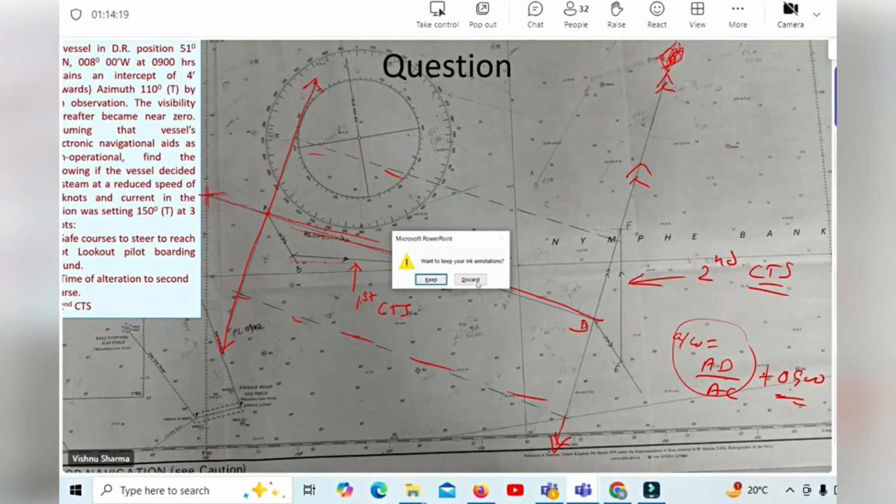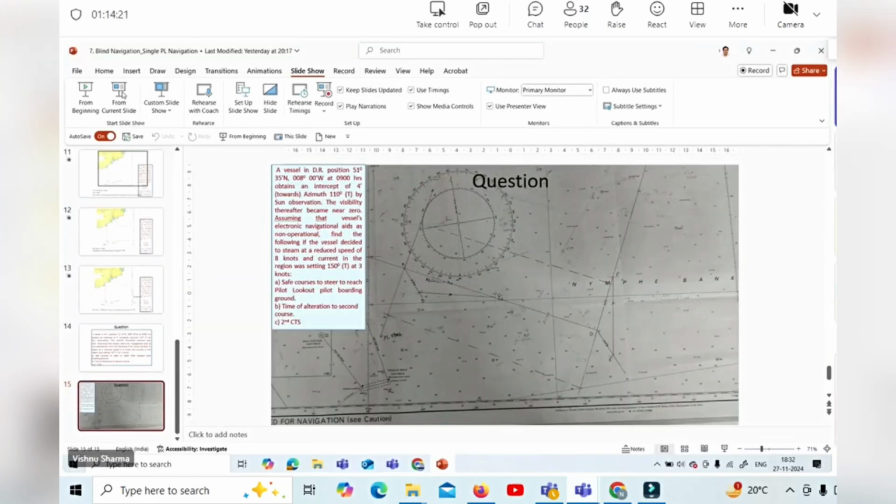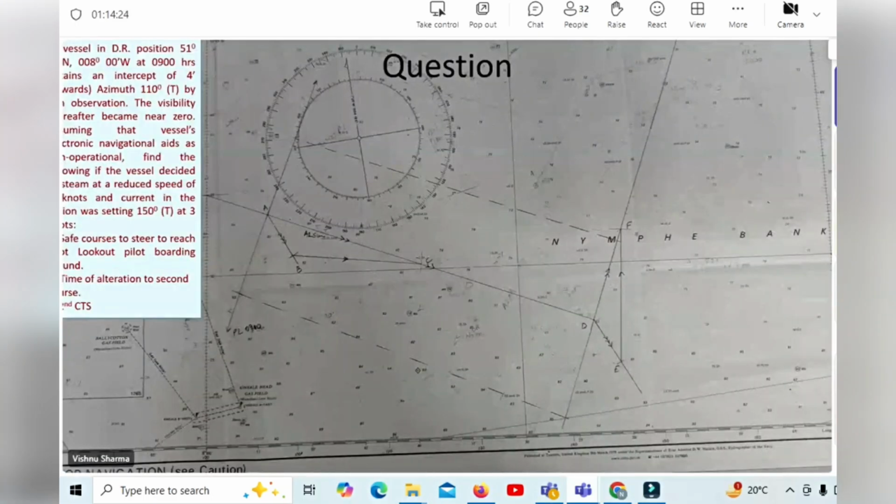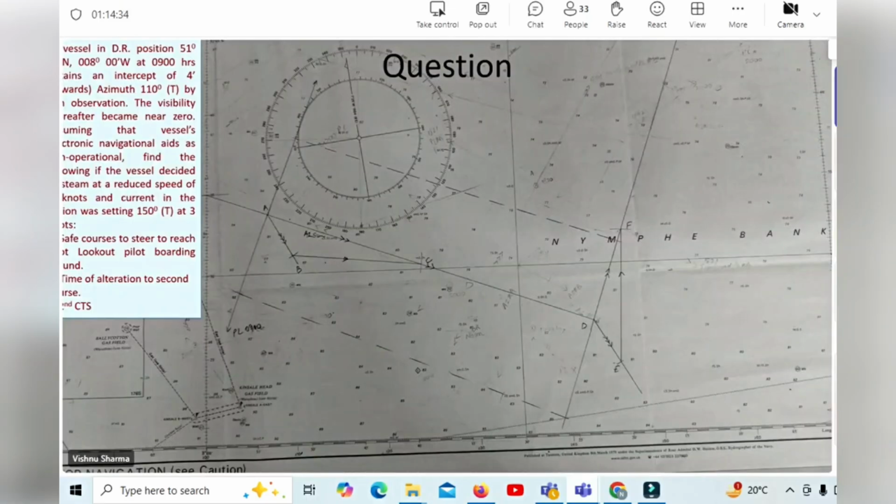This is something some student had done and then shared with me on the group, so I've just taken it that way. Okay. So that brings us to the end of this single PL navigation, guys. If you have any questions to ask, let me know. Otherwise, single PL navigation is done.